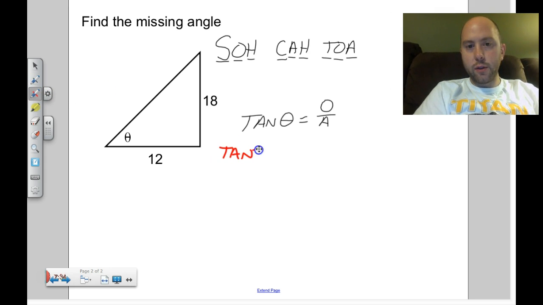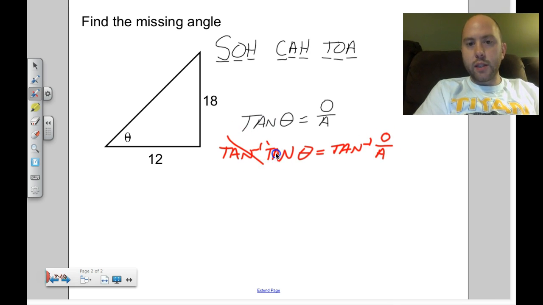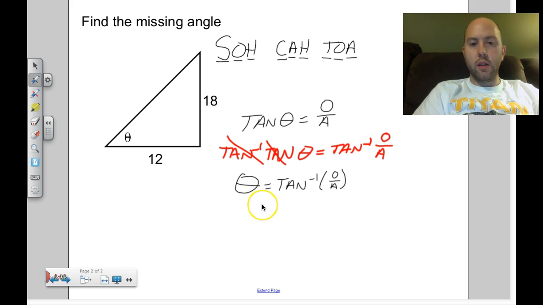Tan, or inverse tan, to -1, tan theta equals inverse tangent, -1, opposite over adjacent. Inverse tan and tan cancel, and that leaves me with the equation theta, my angle, equals inverse tangent, the opposite over adjacent. Okay, so basically I just type that in my calculator.